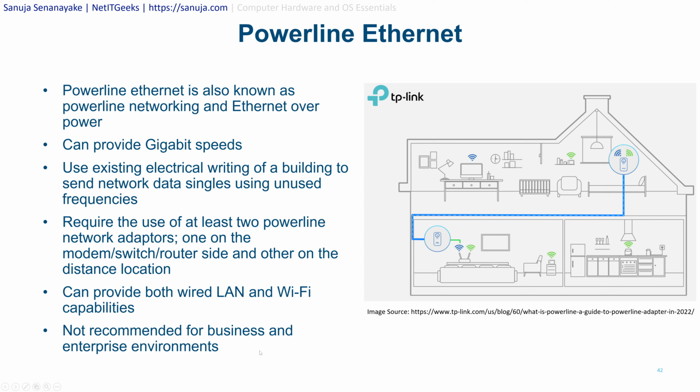It is not recommended for business and enterprise environments because there are some security issues that you need to take care of, and some electrical interference and other issues might come in. And the flexibility, configurability, and features required in an enterprise and business environment are typically not found in Powerline Ethernet.